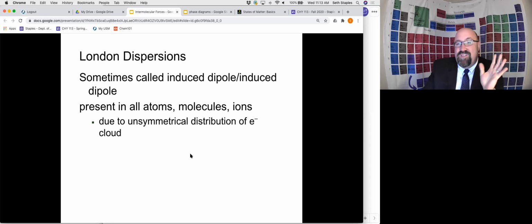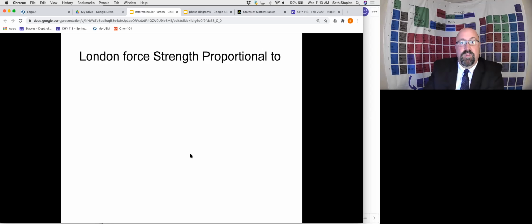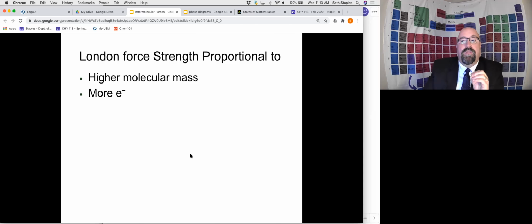And they're going to be present in all atoms, molecules, or ions. And they happen due to this asymmetrical distribution in the electron cloud that just randomly occurs. London forces will have different strengths depending on certain factors. The higher molecular mass a compound has, the stronger the intermolecular force will be.